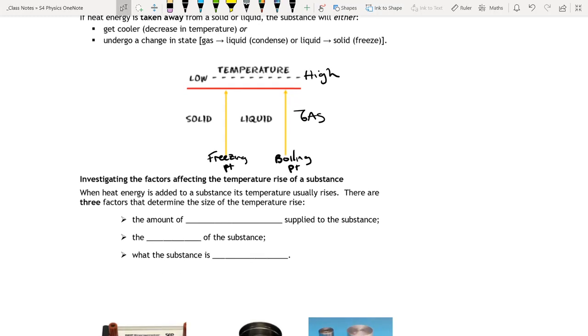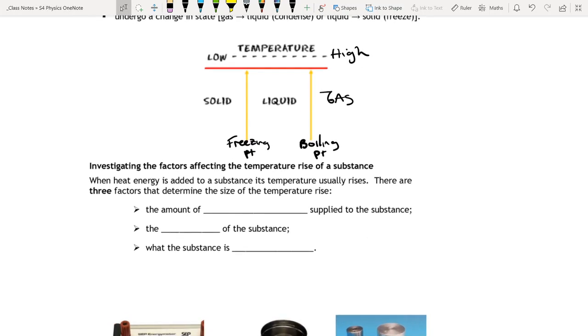Right, so investigating the factors affecting the temperature rise of a substance. So when heat energy is added to a substance, its temperature usually rises. There are three factors that determine the size of the temperature rise. So can anyone guess what they might be? So if you're adding heat energy to something, can anyone guess it? Oh, the pressure is slightly different. The pressure does affect temperature, but we're looking at what determines the size of the temperature rise. So yes, the pressure does affect it, but slightly differently.